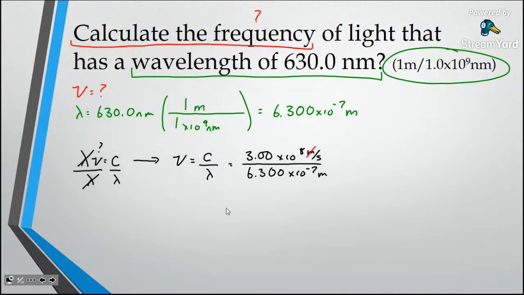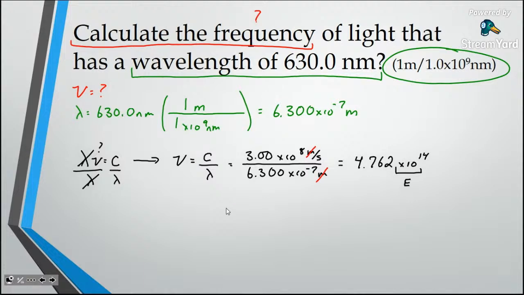Unit-wise, notice that meters in the numerator cancel meters in the denominator, and that's going to give us 1 per second, or waves per second, which are the units for frequency that we want. And when you plug this into your calculator, you should end up coming out with the value of 4.762 times 10 to the 14th. And just a quick reminder that many calculators, instead of giving times 10, will denote it as E14, where that E means exponent of 10 of whatever value you've got, in this case 14.